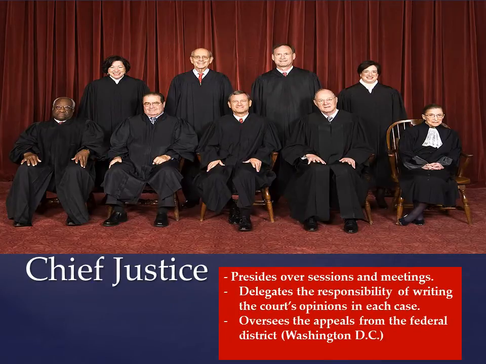The Chief Justice has several responsibilities, including presiding over all meetings and sessions, delegating the responsibility of who is to write each opinion for the court, and overseeing Washington, D.C. or the Federal District for all of its appeals. John Roberts, appointed to the court in 2005 by President George W. Bush, is the current Chief Justice.